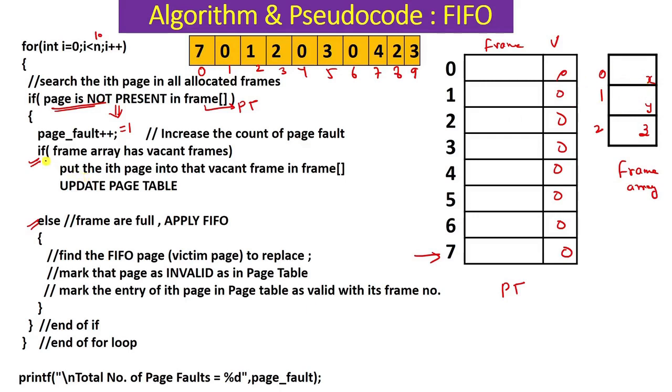So basically this if and else are doing that thing. The if is basically saying that if my frame array has a vacant frame, then you can simply do this thing.